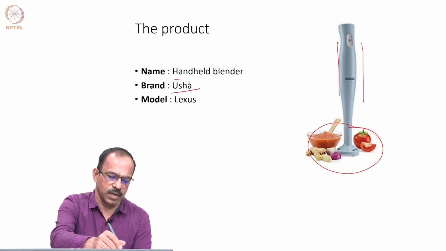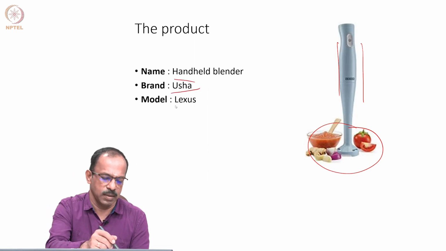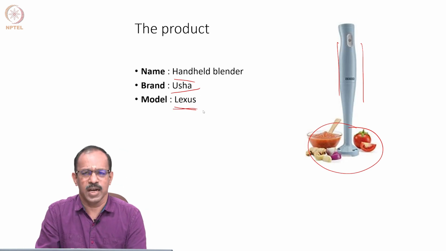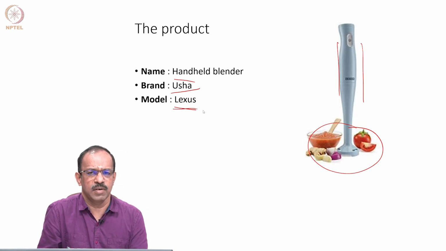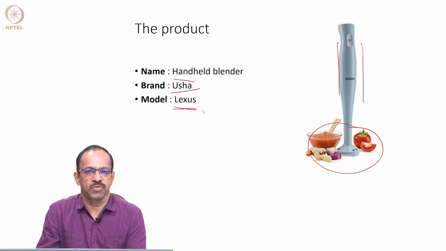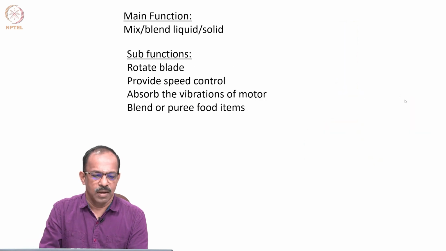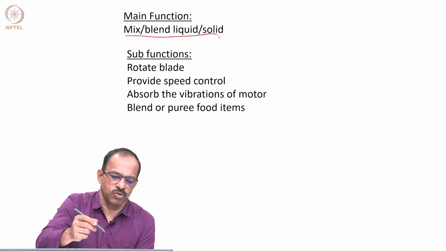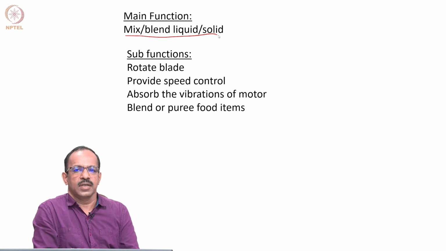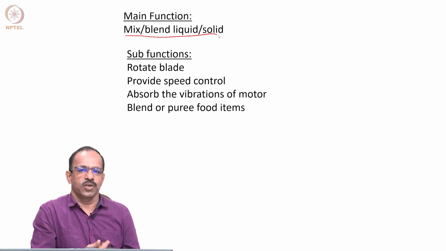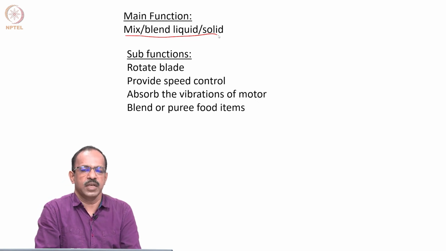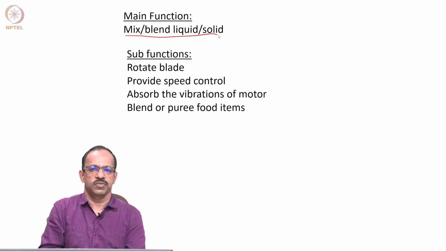Again, this is an Usha make, and the model is Lexus. There are so many variations of this available, used domestically or in restaurants and hotels to mix solids, semi-solids or liquids. The primary function is to mix or blend liquid or solid, which will be kept in a container, and then you use this blender to blend them well for some purpose. That is the primary requirement, the primary function of this product.